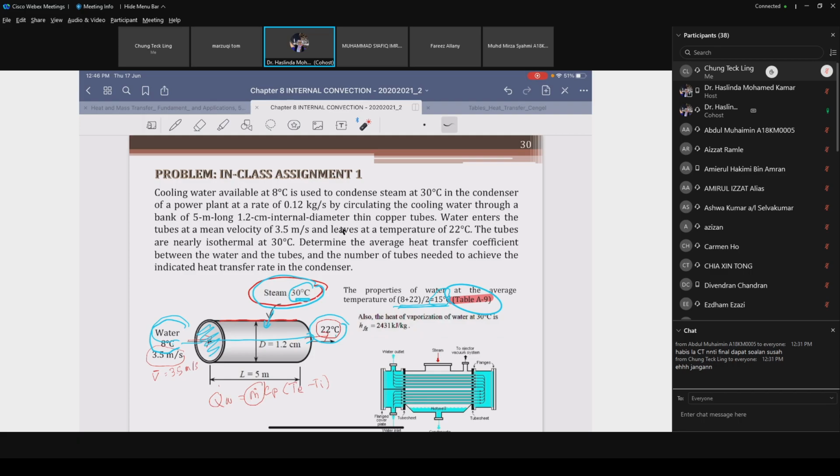Do you know what is HFG? Ataupun we call HFG as heat of vaporization of water at 30 degrees Celsius. You all remember tak apa itu HFG?